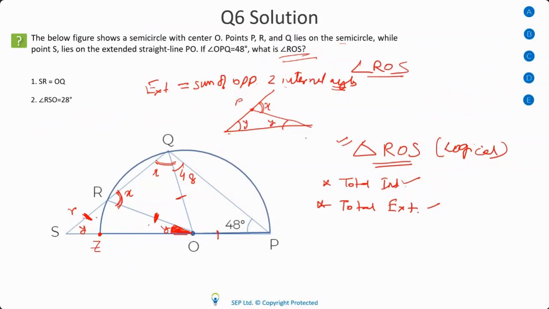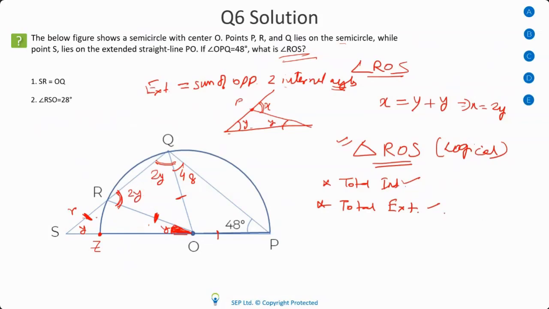So what can I say here? External angle X is the sum of the two opposite internal angles, which are each Y. So X is equal to 2Y. See, notice I found a relation between X and Y. Now what I can do is replace this by 2Y and this by 2Y.